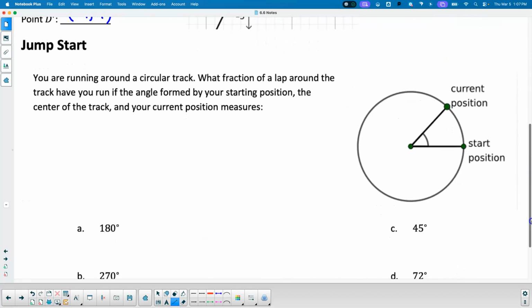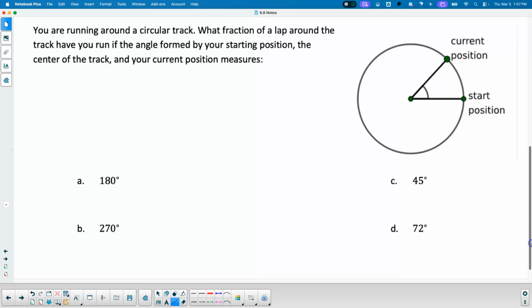You are running around a circular track. What fraction of a lap around the track have you run if the angle formed by your starting position, the center of the track, and your current position measures a given amount? So how many degrees would it be to go all the way around a circular track? 360, okay? So if that angle there is 180 degrees, how much of the track have you run around?